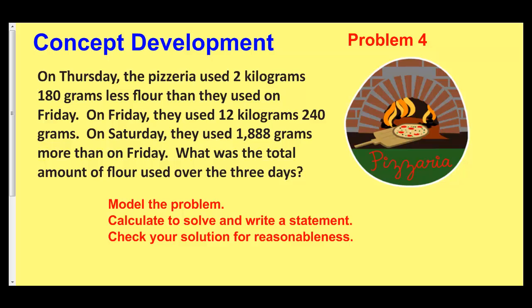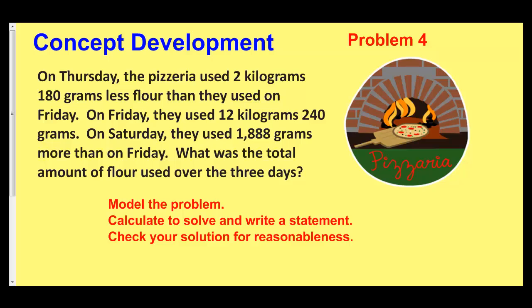On Thursday, the pizzeria used 2 kilograms, 180 grams less flour than they used on Friday. On Friday, they used 12 kilograms, 240 grams. On Saturday, they used 1,888 grams more than on Friday. What was the total amount of flour used over the 3 days? So what do you think? Is there something that you can draw?